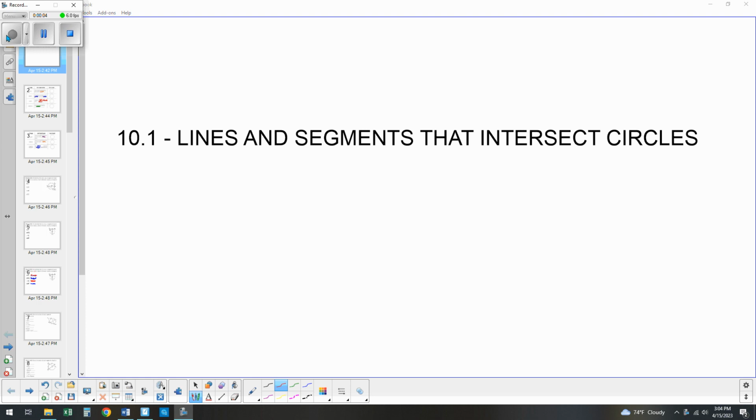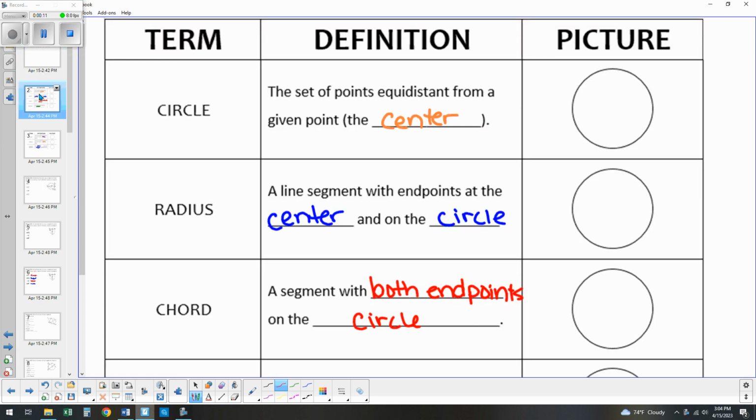This lesson is section 10.1. We are starting circles, so we're going to talk about lines and segments that intersect circles. So first, some circle basics.